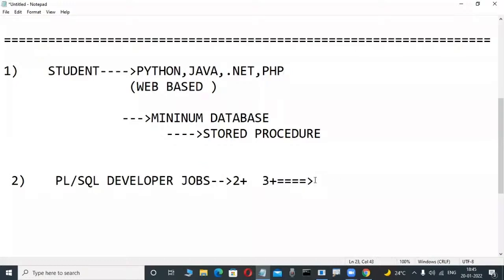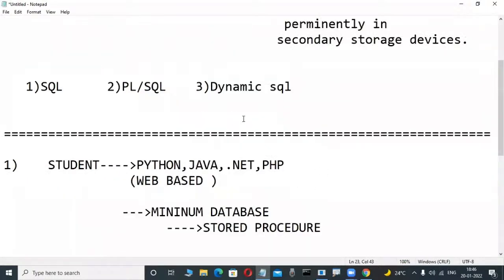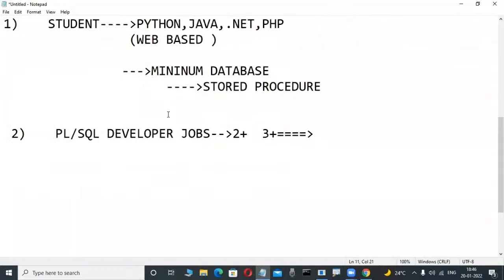Those persons apply for PLSQL developer jobs also. So many fellows are learning this course, because in this course we are learning SQL and also PLSQL. Again, observe here, this is for PLSQL developer job purposes.